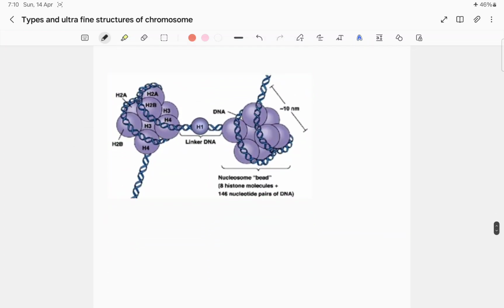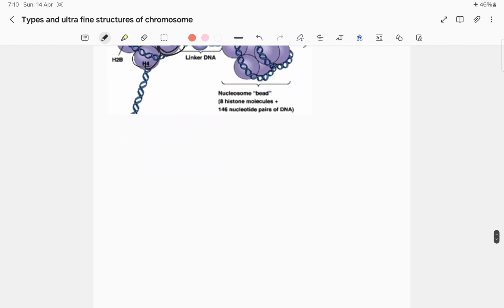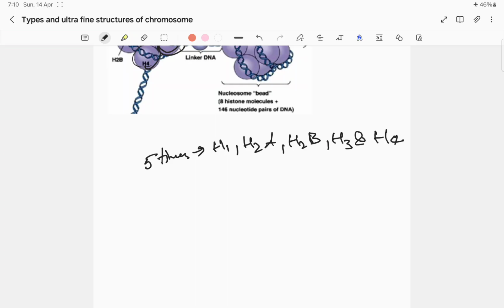Let's understand by this diagram. Yeah, this small round you can see, right? These are called histone proteins. Okay, there will be five types of histone proteins: H1, H2A, H2B, H3 and H4.